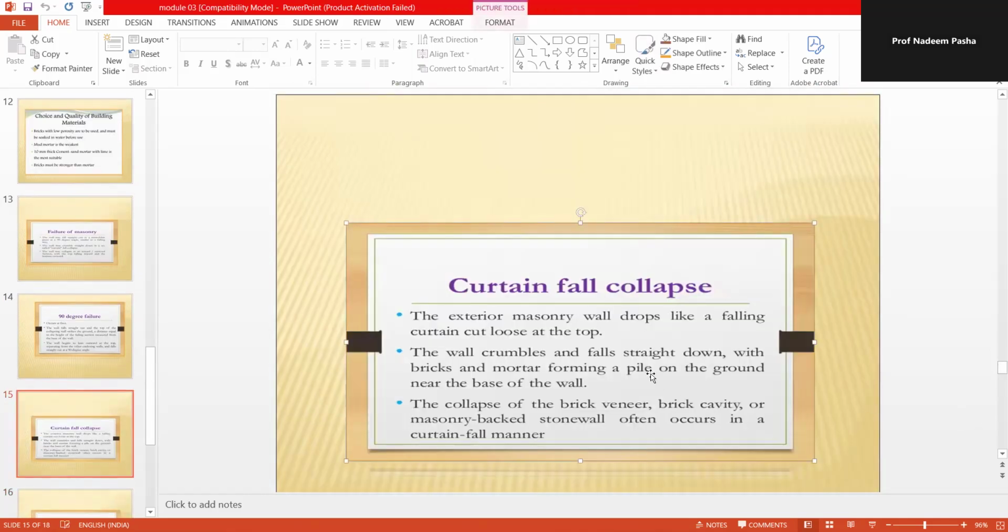Curtain fall collapse. So how do we define curtain fall collapse? The exterior masonry wall drops like a falling curtain, cut loose at the top. The wall crumbles and falls straight down with bricks and mortar forming a pile on the ground near the base of the wall. The collapse of brick veneer, brick cavity or masonry walls will often occur in a curtain fall manner. That is why this type of failure is known as curtain fall collapse, because the external masonry wall drops like a falling curtain.